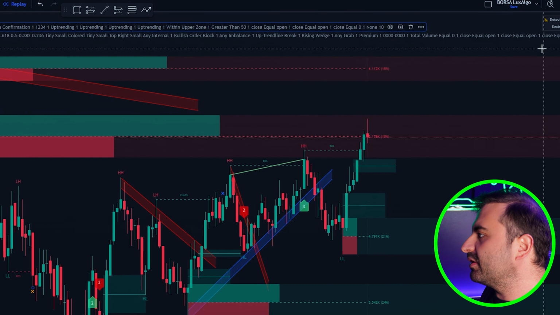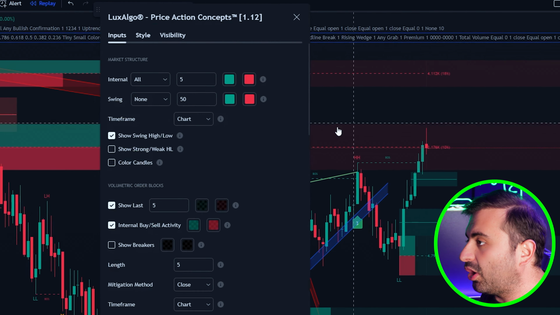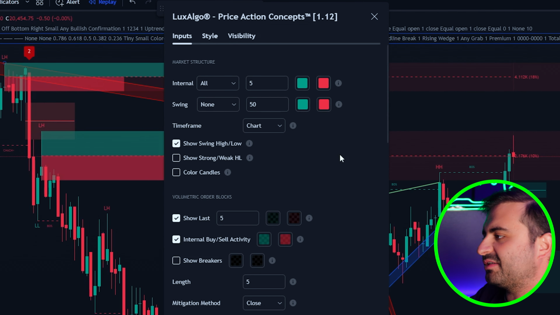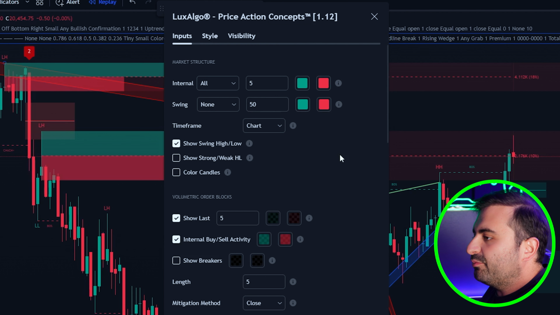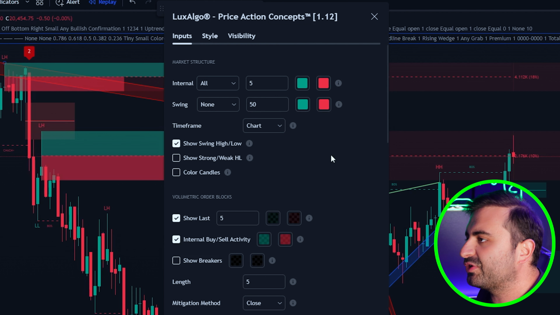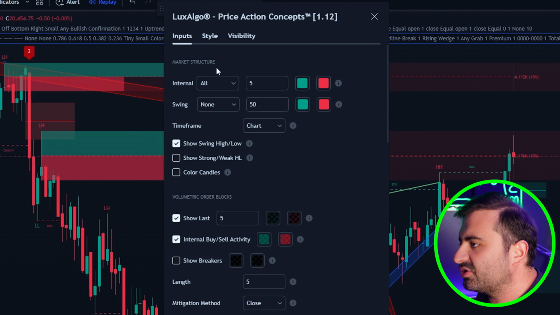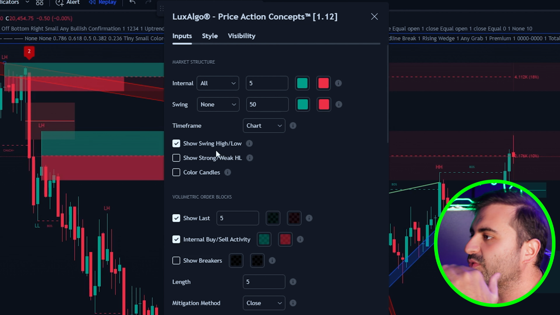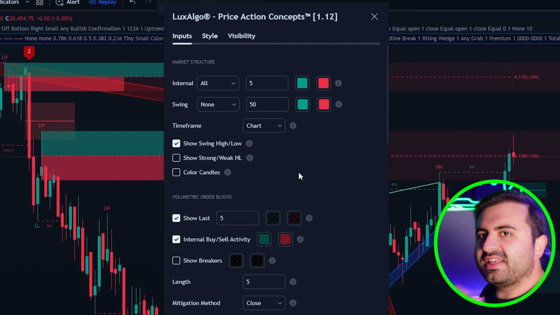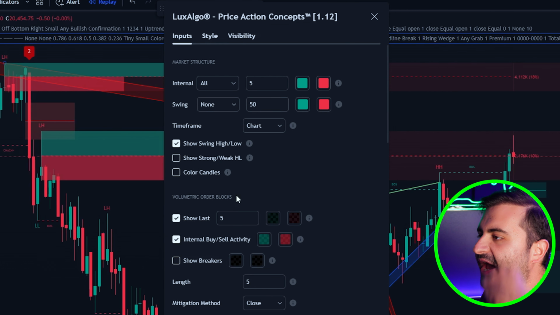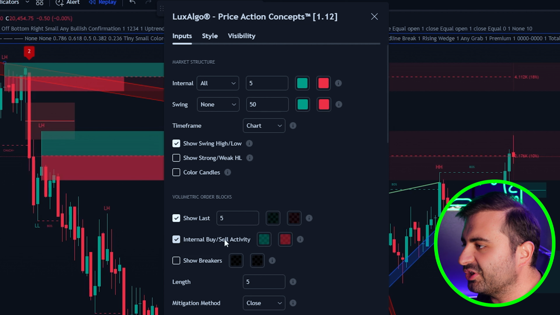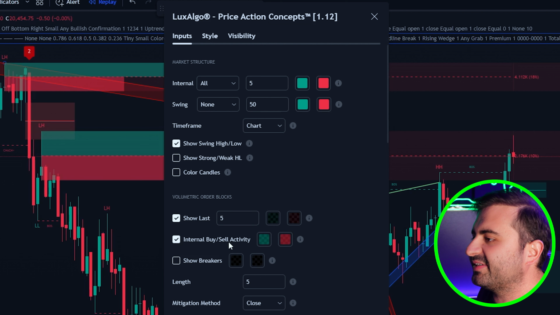And now we will go to settings for the Price Action Concepts. This is very important for us because it will give us the right time to enter and the right time to exit, and I will show you how you can do it. So we will use market structure, we will use show swing high and low, we will use volumetric order blocks. This is a new addition in my trading setup. This tool will help us know where we will exit our positions. We will show internal buy sell activities.